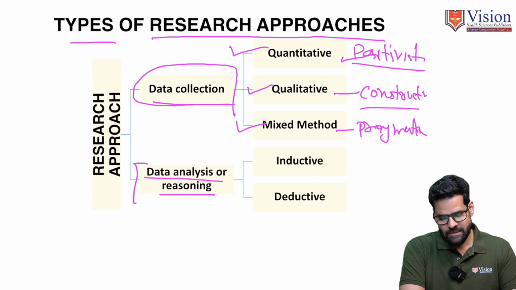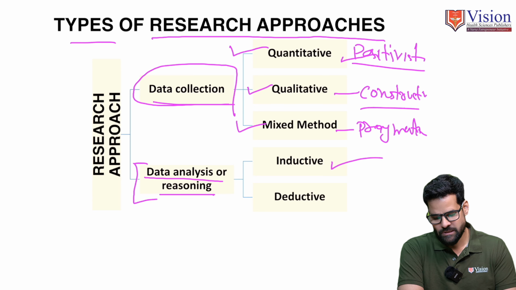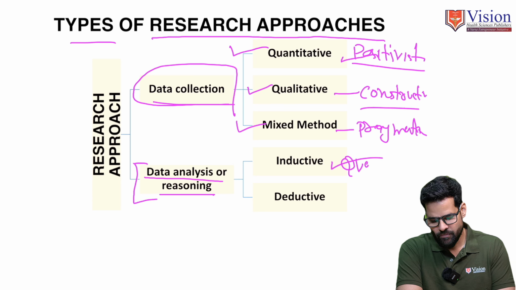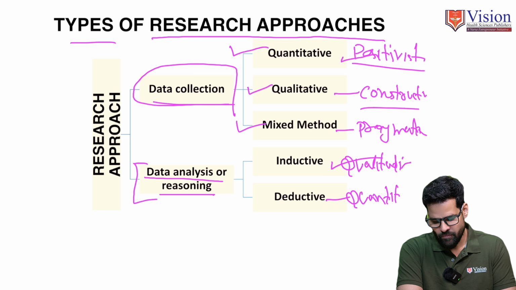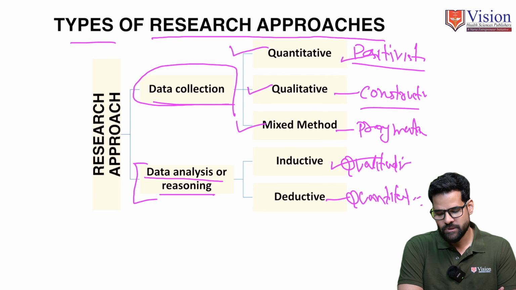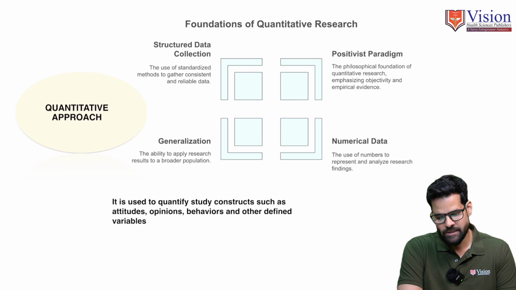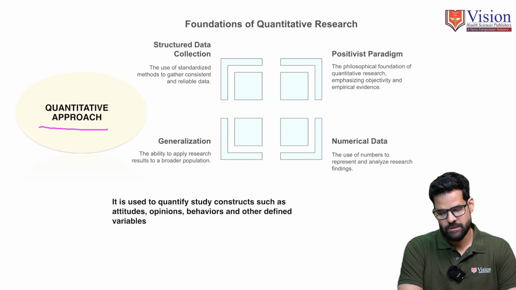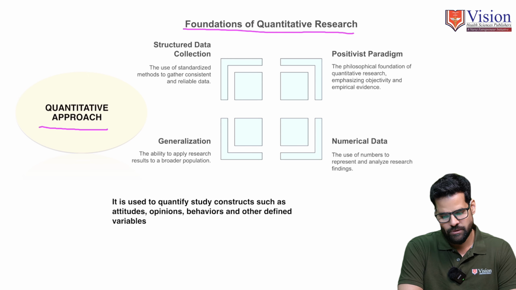Based on the data analysis and reasoning, we can have inductive approaches, usually qualitative, and deductive, that is quantitative. So overall we can classify the research approaches as quantitative, qualitative and mixed. Let's discuss these in detail. Now, first we talk about the quantitative approaches. So what are the foundational characteristics of quantitative approach?